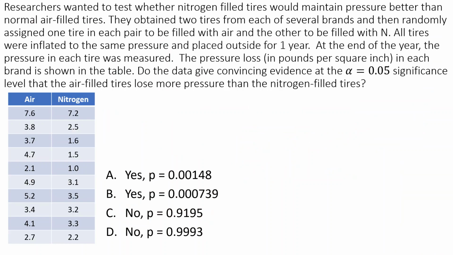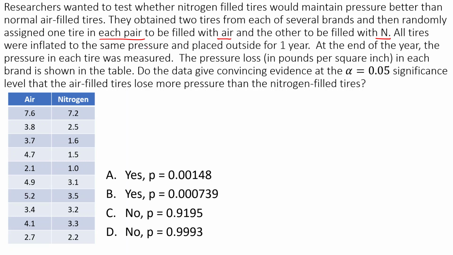All right, one more here. So now here we have a multiple choice question. All right, we see two lists. Maybe it's paired, maybe it's not. Let's see. Researchers wanted to test whether nitrogen-filled tires would maintain pressure better than normal air-filled tires, which is like 70% nitrogen, 80% nitrogen. They obtained two tires from each of several brands and then randomly assigned one tire in each pair, oh, there's the key word there, to be filled with air and the other to be filled with nitrogen. Chemical symbol for nitrogen is N.